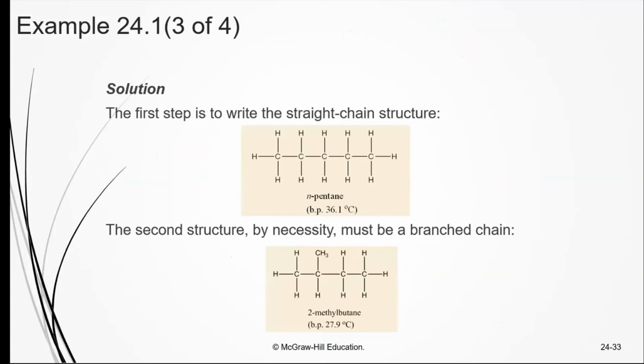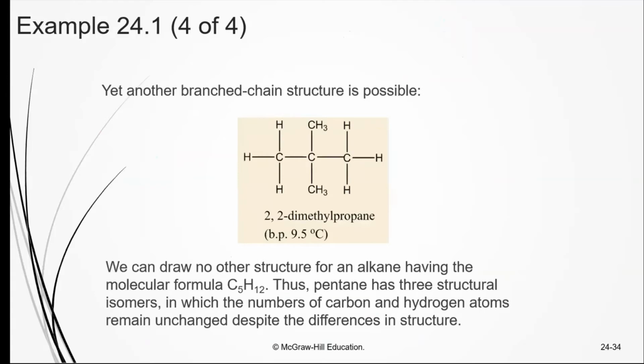So this was our propane. This was our branched one. This is our second branched one. And after that, there's no more. So we really do have 3 isomers for this one.